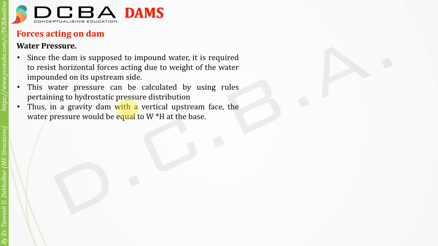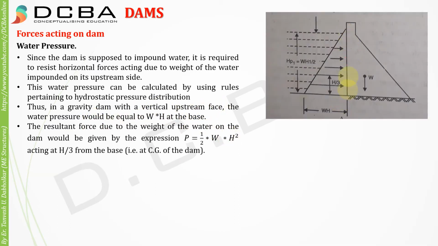Thus, in a gravity dam with a vertical upstream face, the water pressure would be equal to W into H. This is a dam having a straight vertical face, and water is there to this level. Let's say that level is H. The height of this is H. Okay, consider the pressure at the base of this dam. Then you will calculate it.